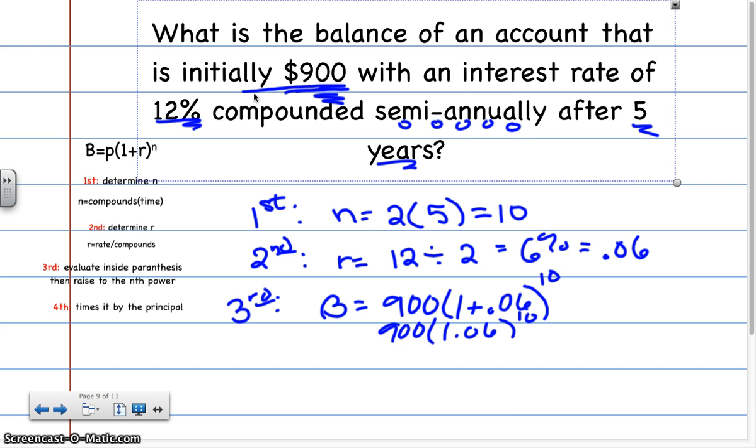And then in my calculator, here's what I hit, for those of us that want to know. I hit 1.06, and then that little caret button, which is like a power, to the 10. And then I hit equals. And then I get 1.79 and a whole bunch of numbers, right? And now I just hit equal and I don't do anything new. Then I just hit times 900 and I get 1611.76 is my balance.